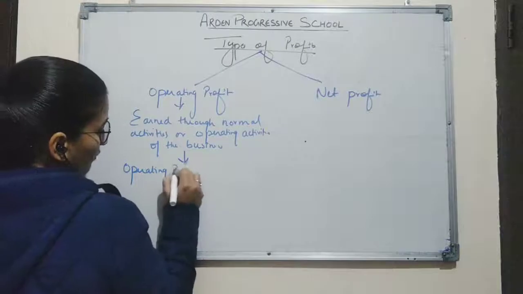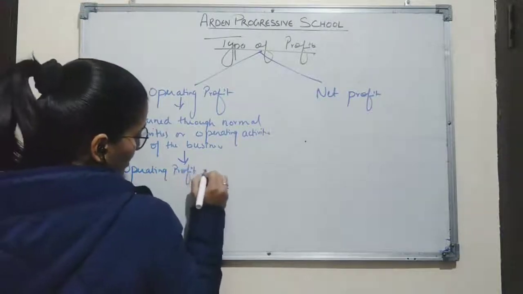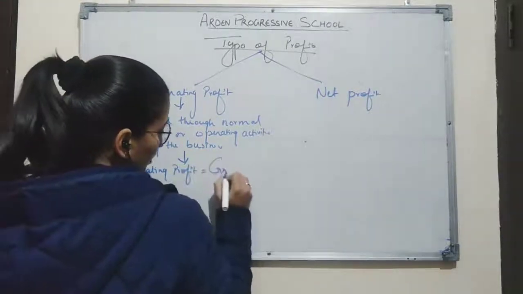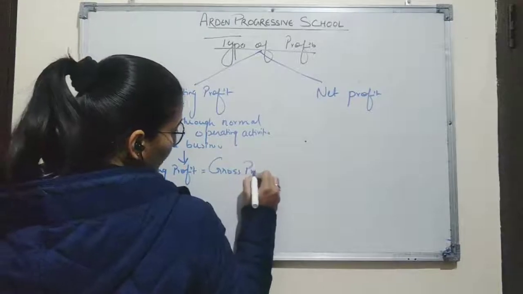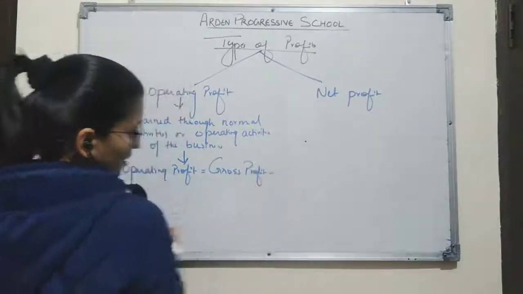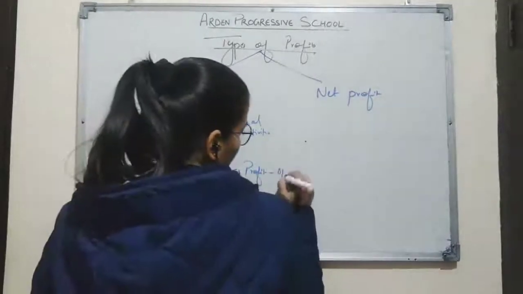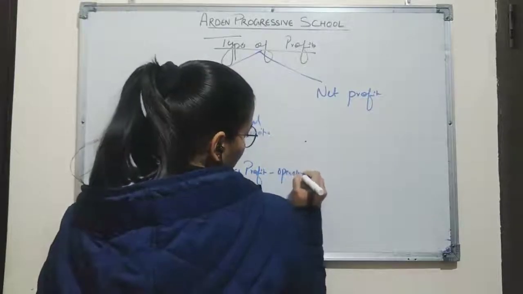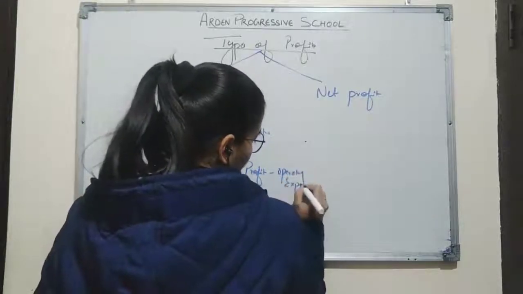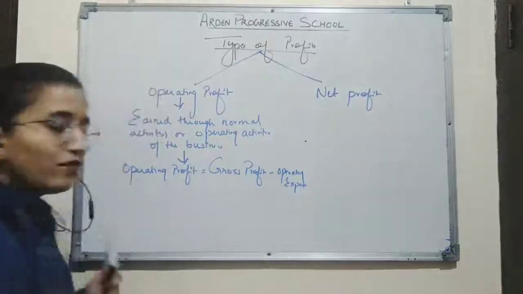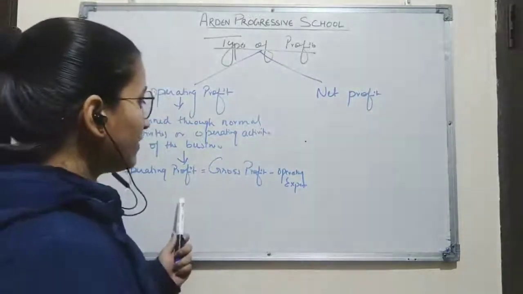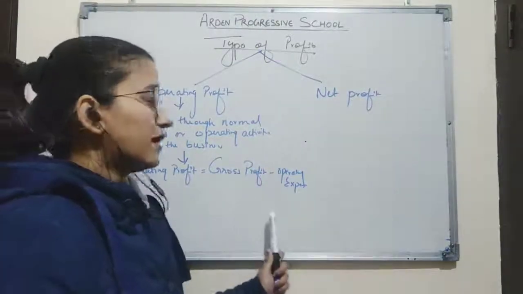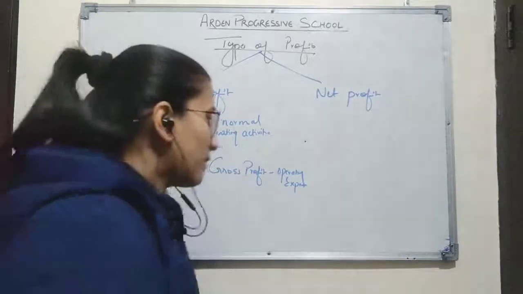Now here operating profit can be calculated as operating profit is equal to gross profit minus operating expenses. The formula for calculating operating profit will be gross profit minus operating expenses.